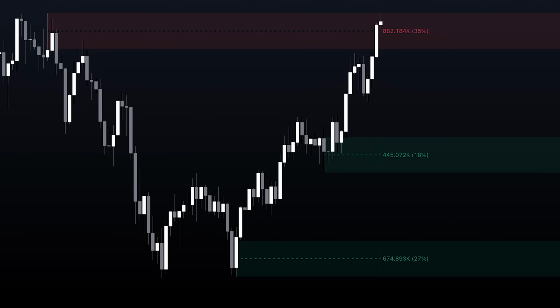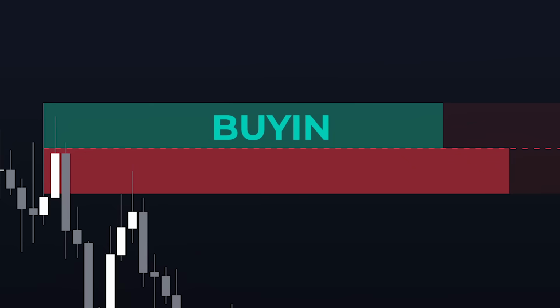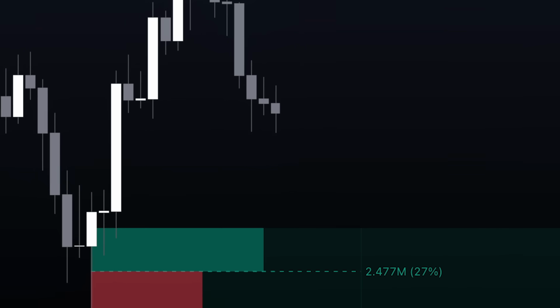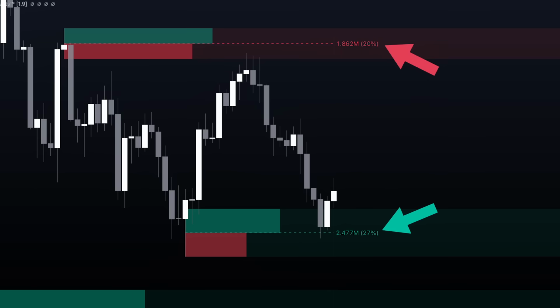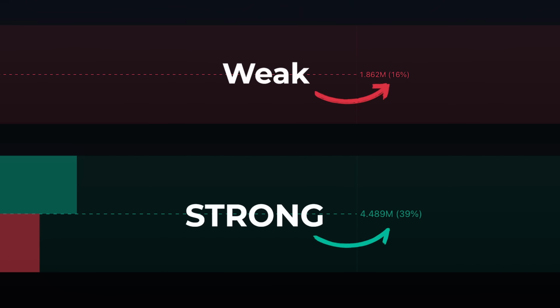We then separated that data into buying and selling activity, where the green bar shows the total buying volume and the red bar shows the total selling volume. So as the price returns to these areas, you can see if there is more buying or selling happening at that level. It also provides a percentage to show how significant an order block may be based on the total trading activity, allowing you to identify potentially weak and strong order blocks.